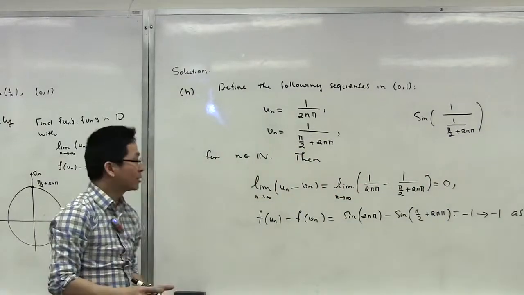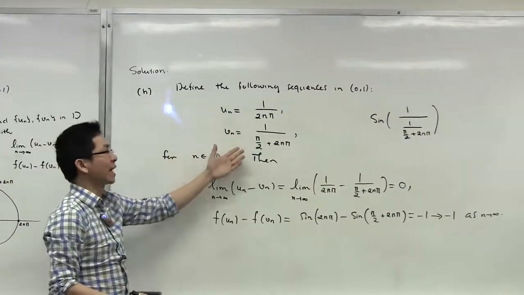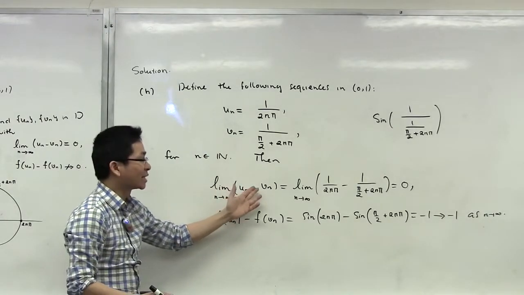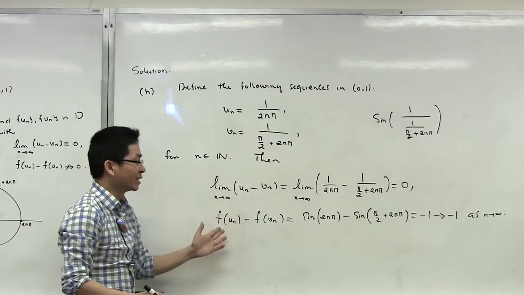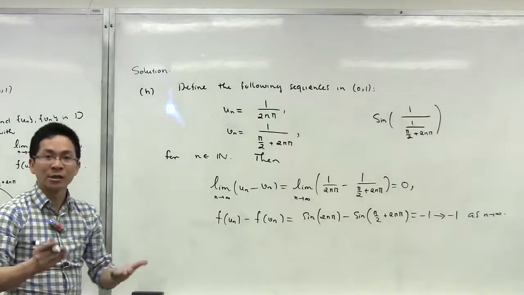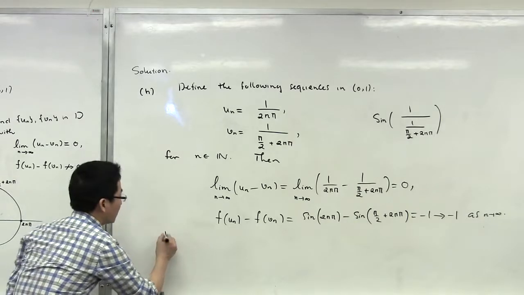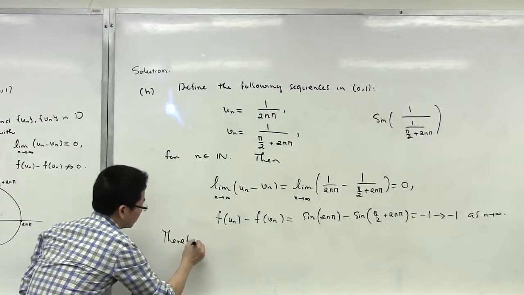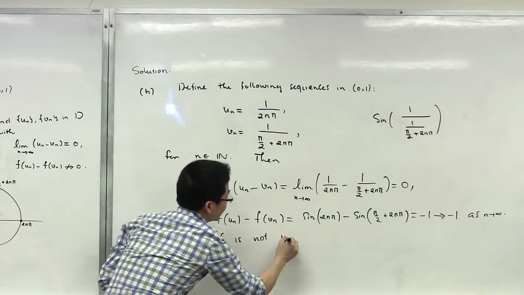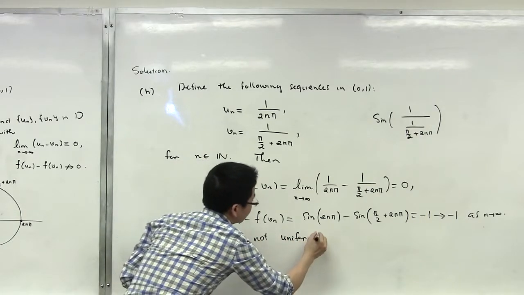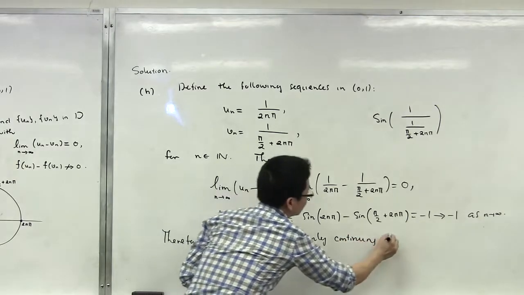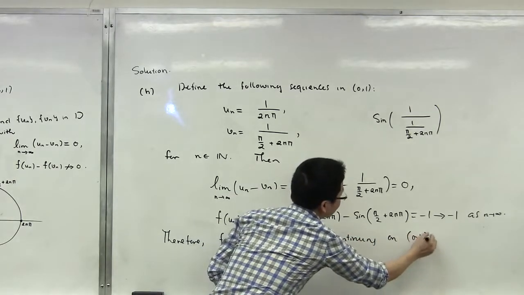So we have found two sequences un and vn in the interval (0, 1) such that the limit of un minus vn as n approaches infinity is 0, but f of un minus f of vn does not converge to 0. Therefore, f is not uniformly continuous on the interval (0, 1).